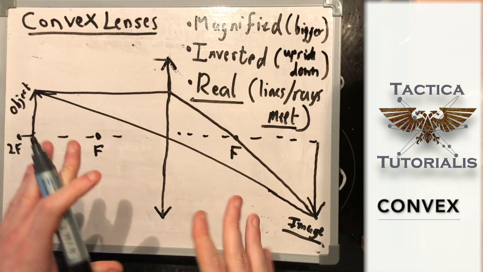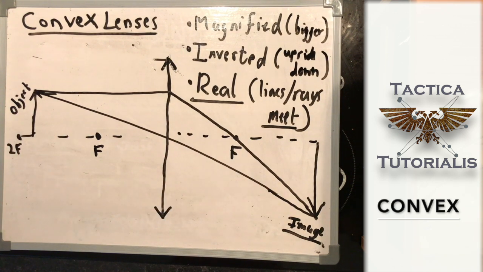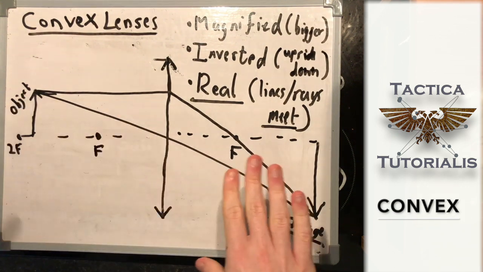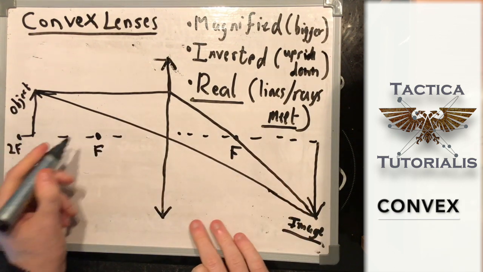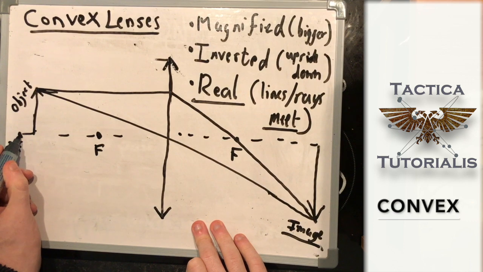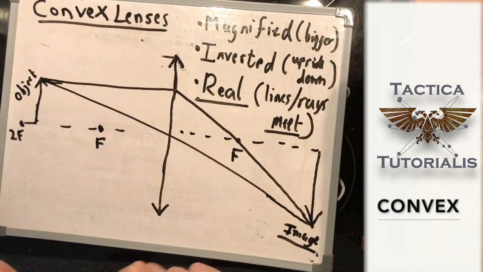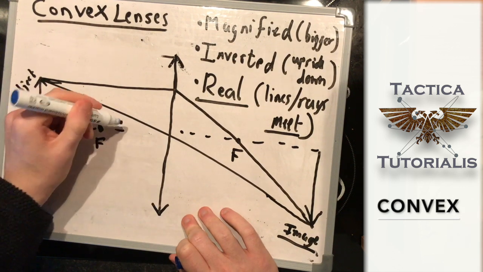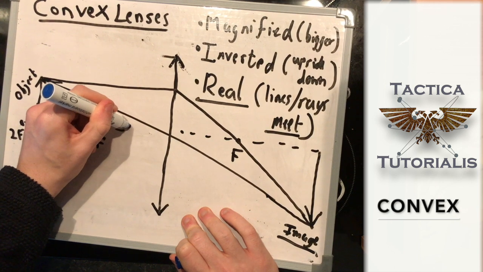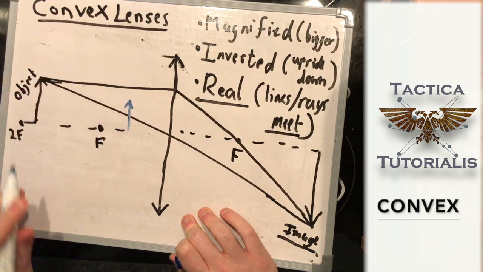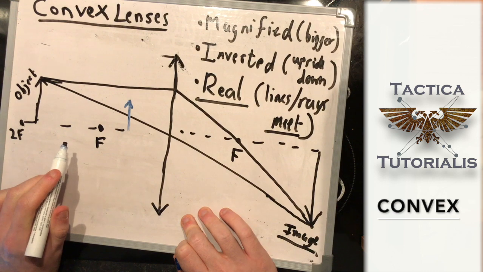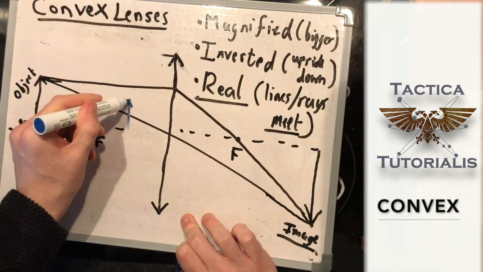The other type of convex image you might be asked to draw, and I'm going to need to start over, is if you have one somewhere else. So I've got it here between f and 2f, so 1 and 2 focal lengths, but you may be asked to draw it where the image, or the object, sorry, is here. What if it was here? So it's now less than 1 focal length. Well, let's have a go.